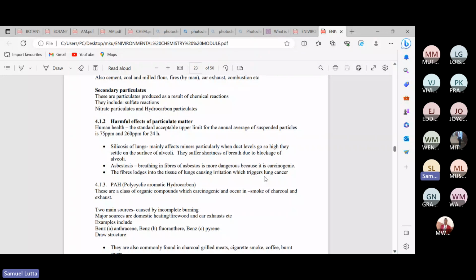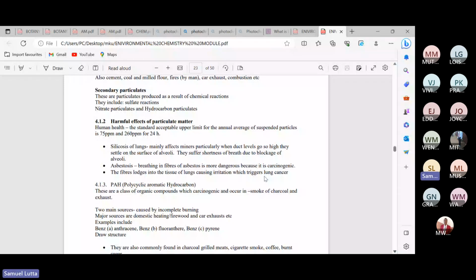And then the particles can also contain things like asbestos. When these are inhaled, because they are dangerous, they can cause cancer. And the other thing is they can also cause irritation when they are inhaled in the gaseous trap.